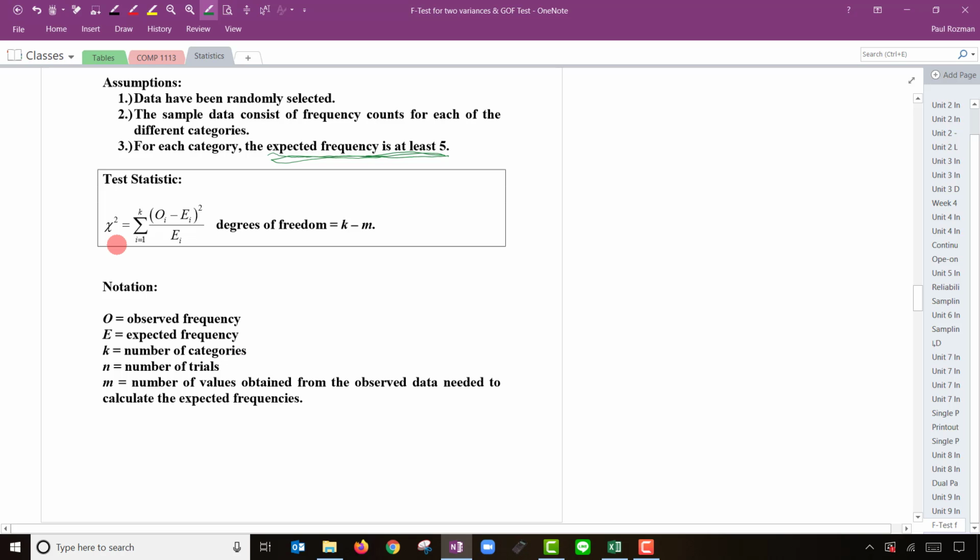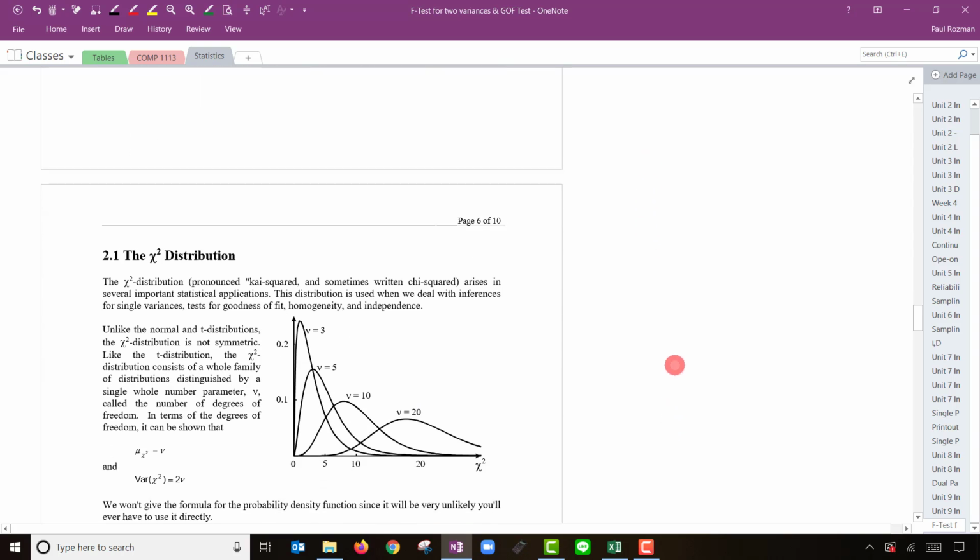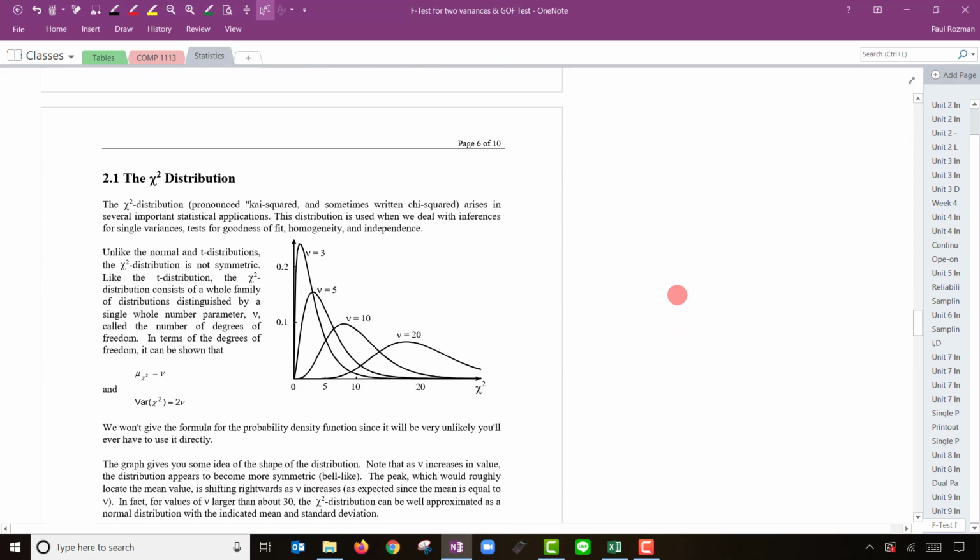This chi-squared distribution behaves somewhat like a t-distribution in that its shape depends on degrees of freedom. Your textbook uses this Greek letter nu for degrees of freedom. It kind of looks like a V, but it's actually a Greek letter nu. It's an N. But we've been typically writing this as DF.